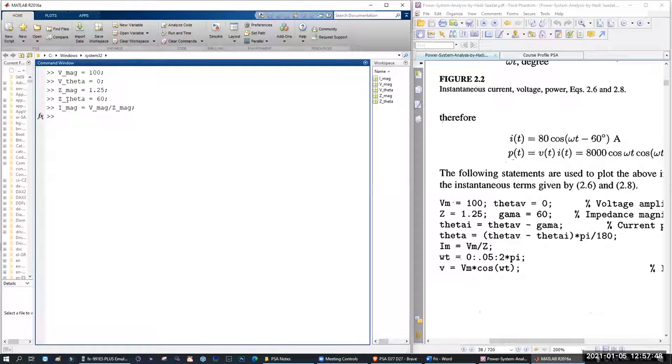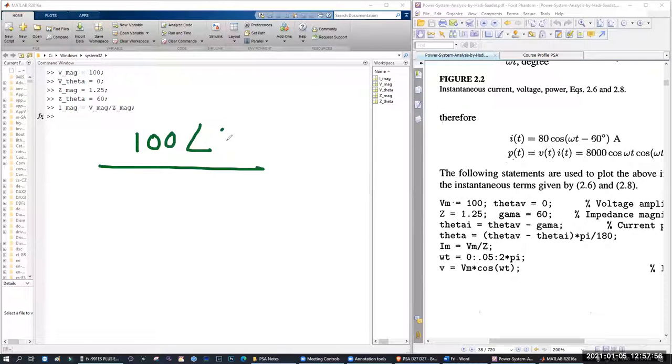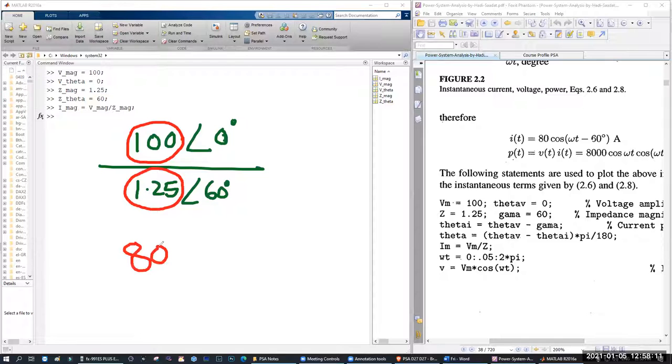Now, by the way, one more thing you have to understand. If you divide something like this, 100 angle 0 degree and 1.25 angle 60 degree, do you know what happens? These two are divided, so it becomes 80. Angles are subtracted. So 0 minus 60, they are actually subtracted. So minus 60, right? So you know it already. So here, the angle should be what?